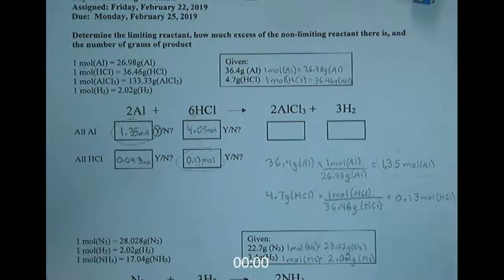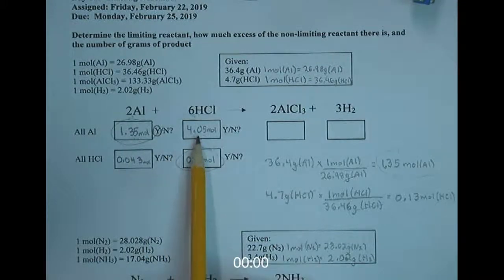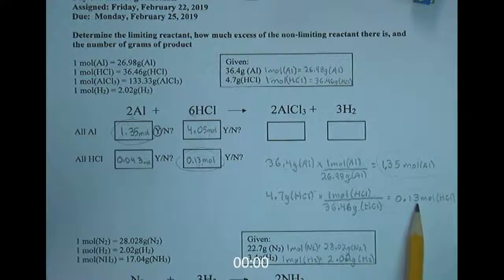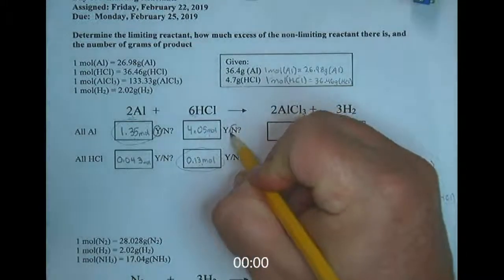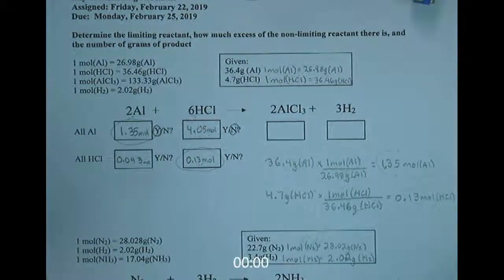The next question is hydrochloric acid. If we want to run this reaction, we need 3 times as much hydrochloric acid. Do we have at least 4.05 moles of hydrochloric acid? Well, when we look down here, no, we don't even have close to that. We only have 0.13 moles of hydrochloric acid. So I got to circle a no for that. We don't have that much hydrochloric acid.